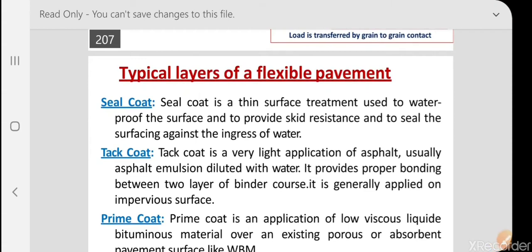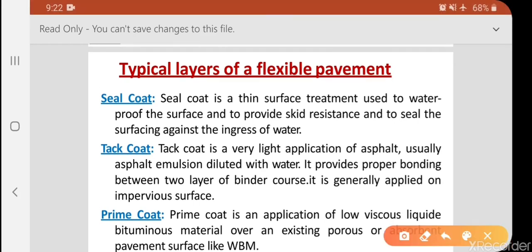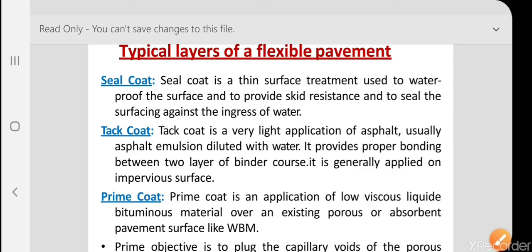In detail, we can see the typical layers of a flexible pavement. The first one is the seal coat. What do we mean by seal coat? A seal coat is a thin surface layer used to waterproof the structure. Waterproofing is done here to avoid leakage or dampness. That's why we need to provide a seal coat.